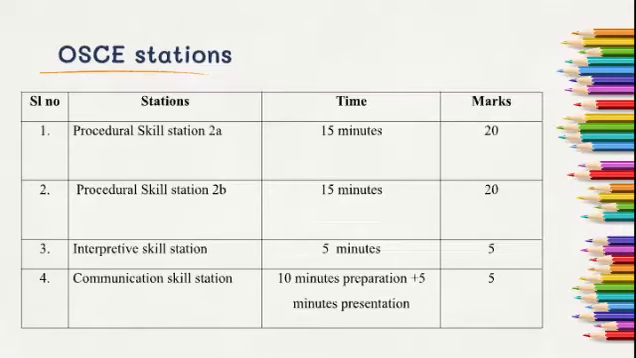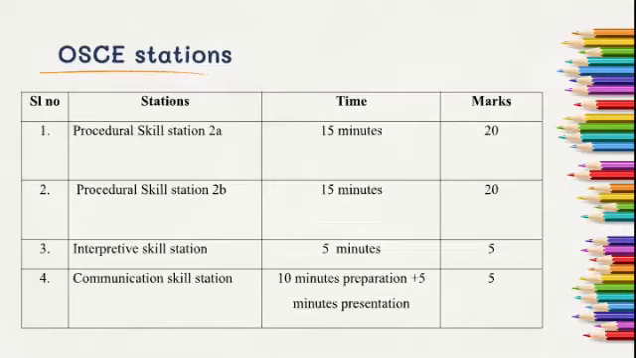Of course, there are different types, like they may ask you to calculate IV fluid drip factor. So there are different types of interpretation which is done in 5 minutes, okay, which carries 5 marks. So this is a very easy station where you can score a complete 5 marks.